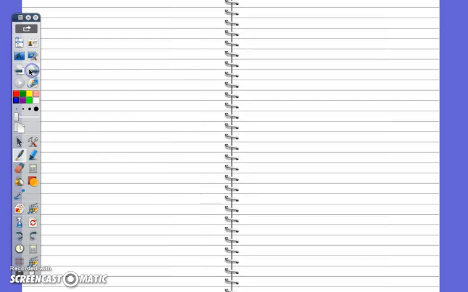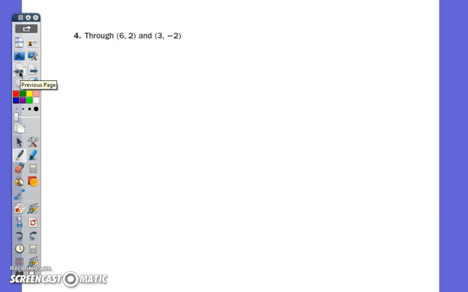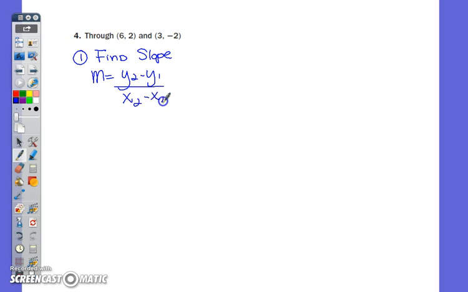All right, I think this is our last problem for these notes. And just like one of the ones we did before, first thing is find slope. You do that with m equals y sub 2 minus y sub 1 over x sub 2 minus x sub 1. So you say your slope is negative 2 minus 2 over 3 minus 6 is negative 4 over a negative 3, which is, because a negative and a negative makes a positive, 4/3.